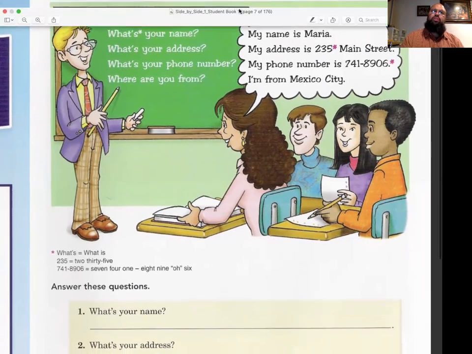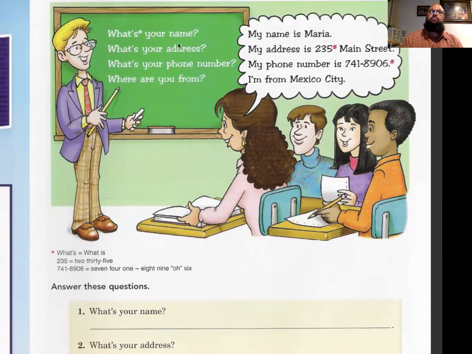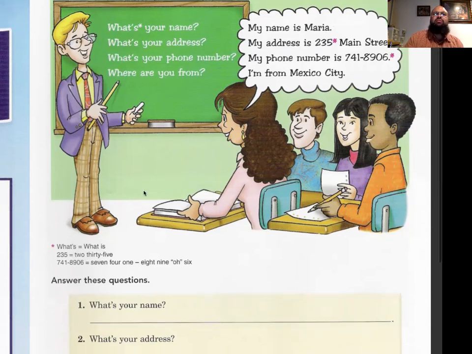So when you see here, what's, it actually stands for what is, what is. Okay? But you pronounce it what's. All right, so now it's your turn.